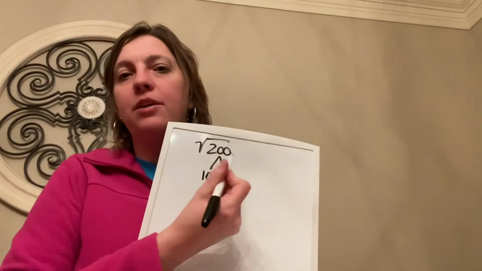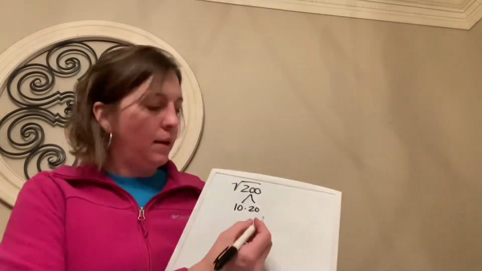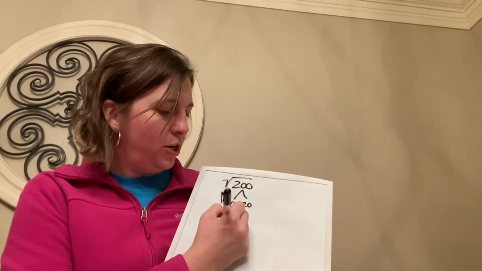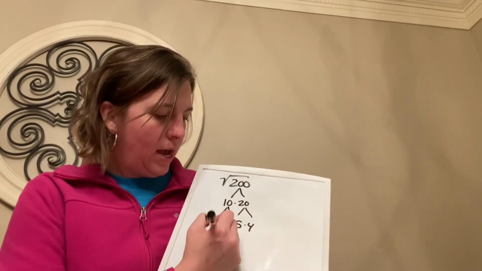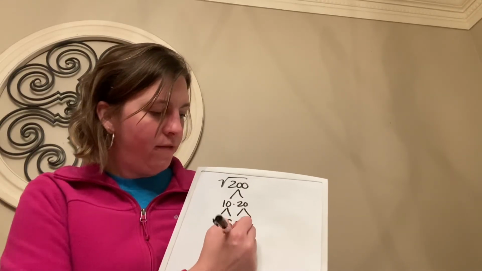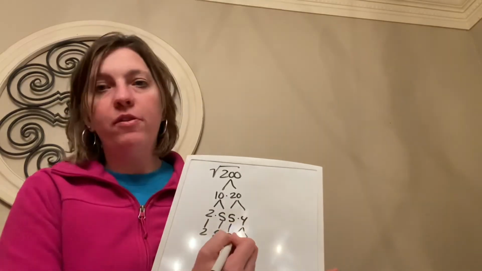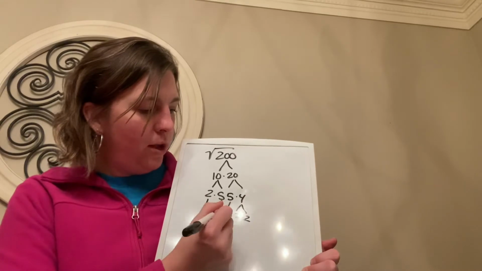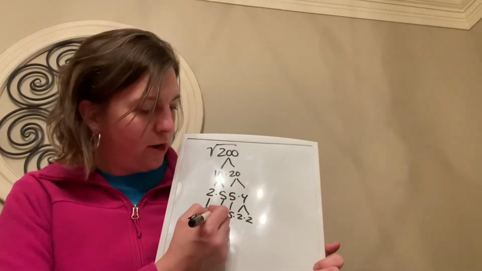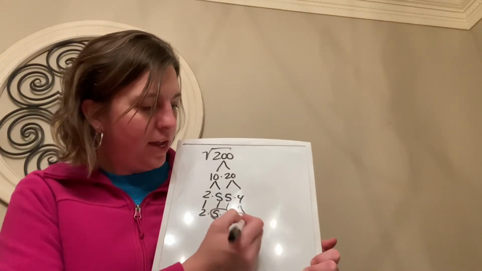But since I know that 100, I can easily break down 200 is 10 times 20. And then we did 2, 5, and then 5, 4. I brought down this 2, 5, and 5. And then don't forget I'm breaking apart the 4, so that would be 2 and 2. So all I'm doing here is looking for perfect squares, 5 and 2.